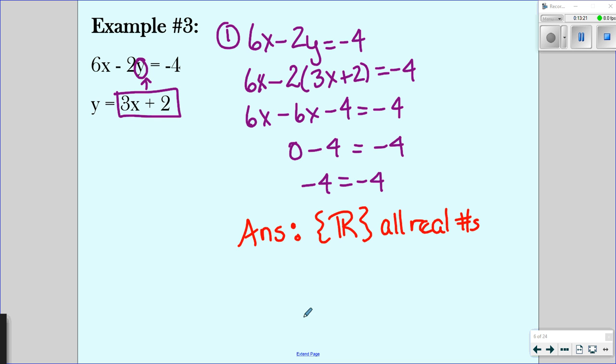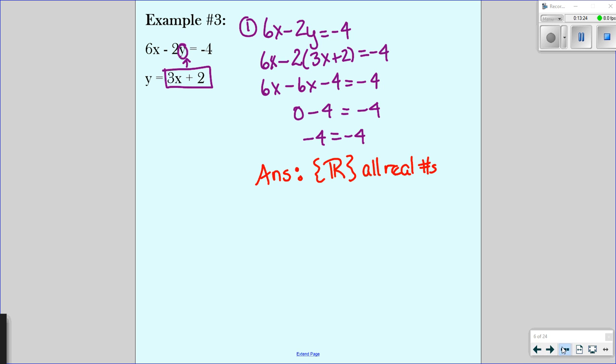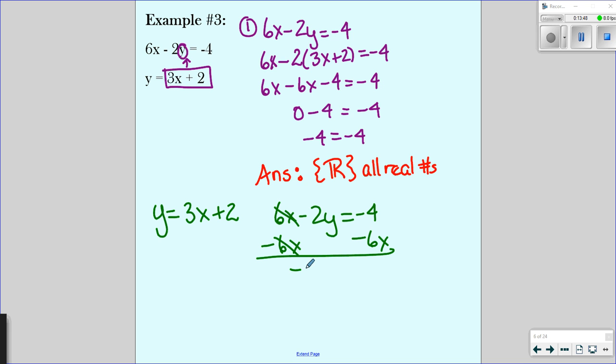And the reason why this is all real numbers, let's change. I'm going to take another color for this one. This one is y equals 3x plus 2. I'm going to change the other one to the slope-intercept form. So I'm going to do 6x minus 2y equals -4. I'm going to be solving for y. So that way it's y equals whatever the expression is. This would be -6x minus 4. I have to divide by -2. And then when I simplify, it'll give me 3x, and then this will give me +2.